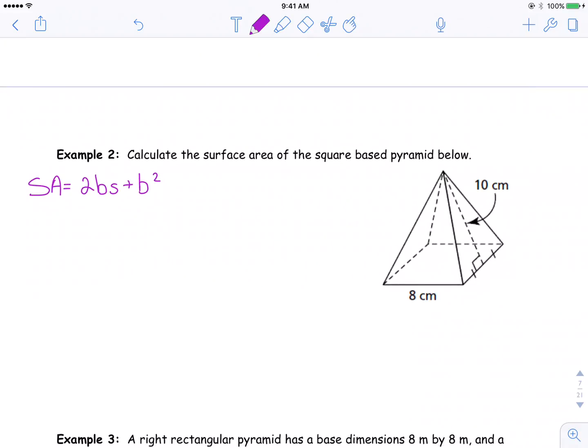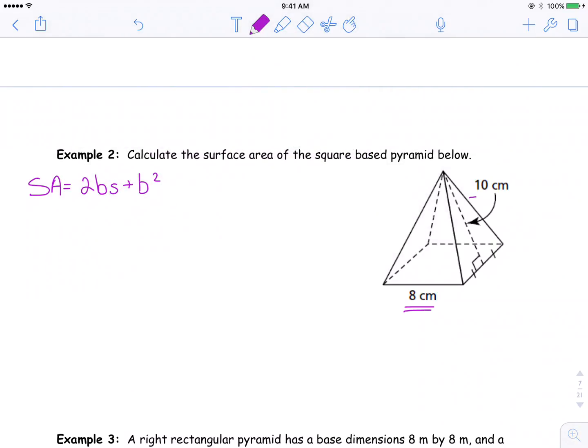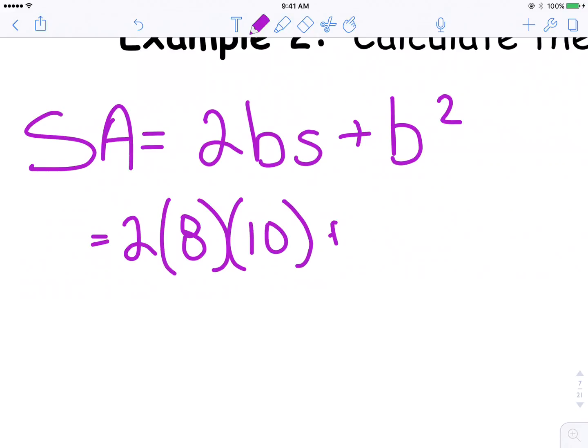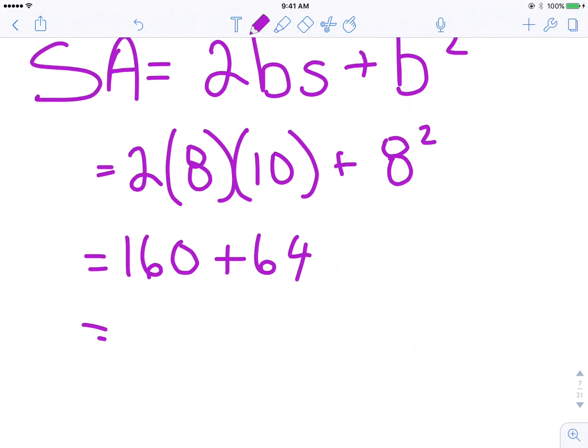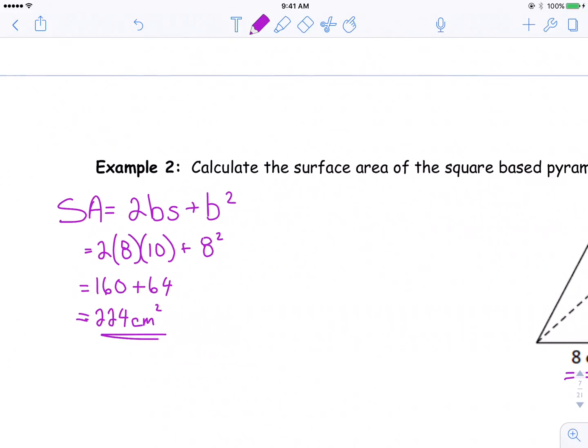Next step, substitute in my values that I have. Here I have a base of 8 and I have a slant height of 10. So I take this and I substitute in my base of 8 and my slant height of 10. And 8 squared, substitute it in. Now I start doing some calculations. Well, 2 times 8 times 10 is 160. 8 squared is 64. Add this together, we get 224. And my units are centimeters squared. Again, surface area, remember, squared units. And I would be finished.